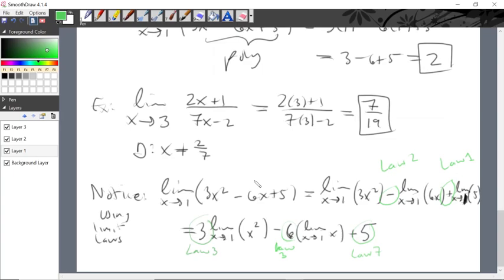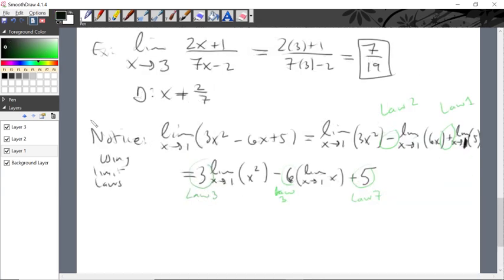Now we can evaluate each of these limits. So we have here 3 times, and then this is going to be 1 squared. That was law 9. Minus 6 times, and this is just going to be 1. That was law 8. And then we still have the 5 right here. So that's law 9, and that's law 8 right there.